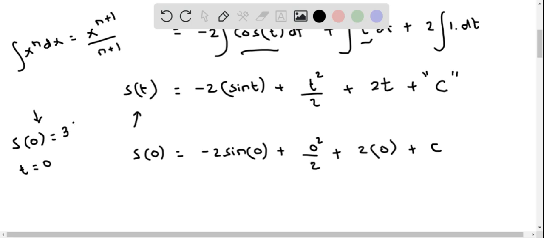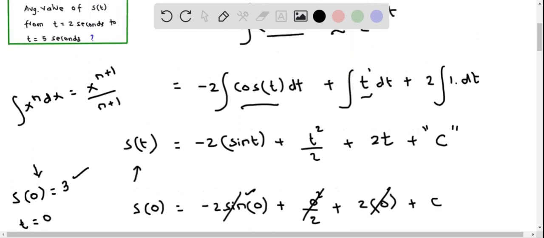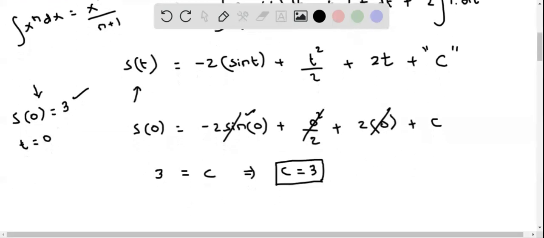Now replace s of 0 by 3, and so the left side is 3 equals. Sine 0 is 0, so this term is 0. This term is also 0. Here also it is 0. And finally we get c on the right side. So this gives the value of c equals 3. We determined the constant of integration for the position function, c equals 3.